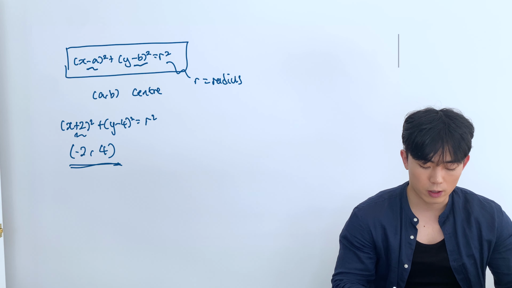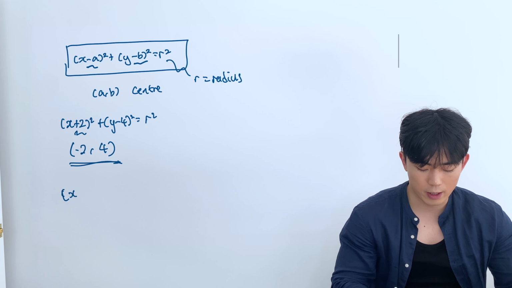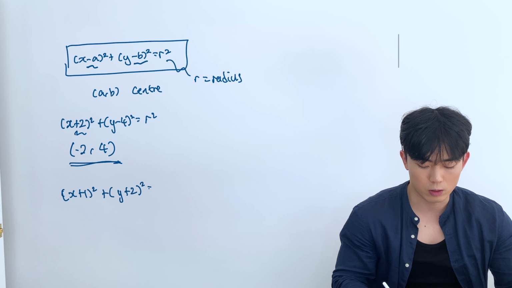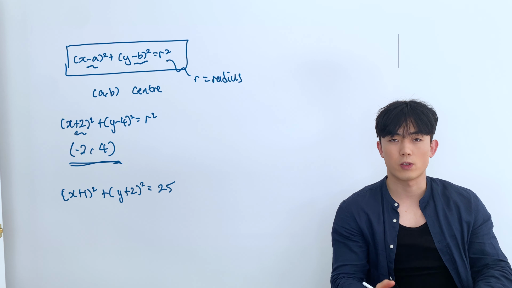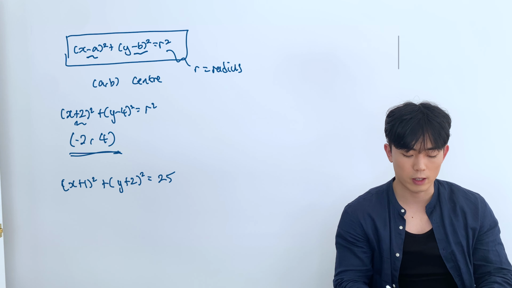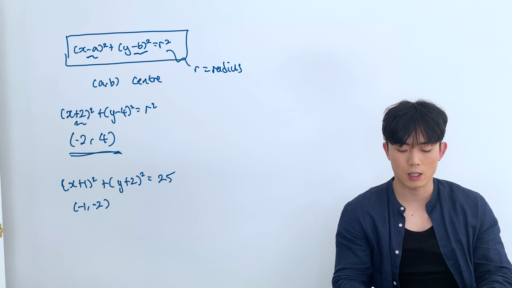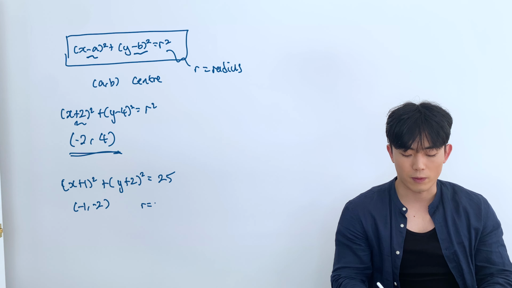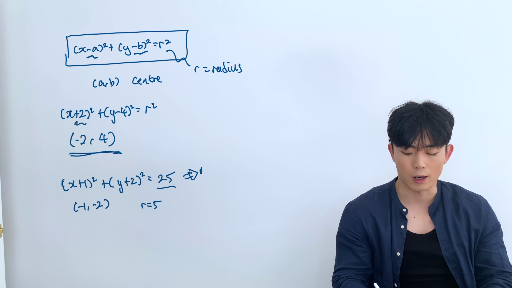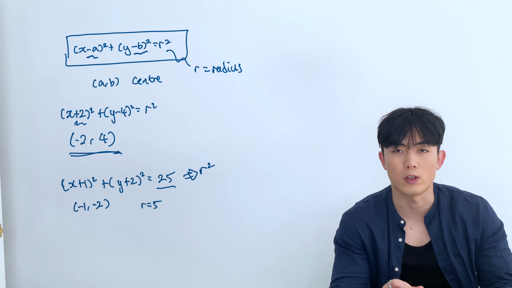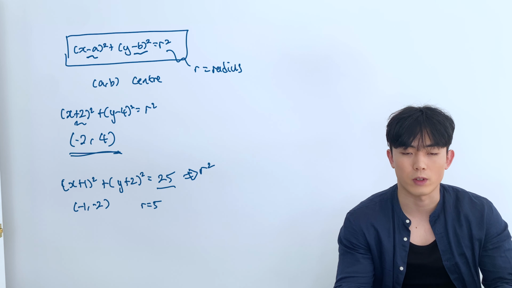A question they could give you is, for example, (x + 1)² + (y + 2)² = 25. What's the circle center? What's the radius? Well, the circle center is going to be (-1, -2), so 1 and 2 with opposite signs. And the radius is actually going to be 5, not 25, because this 25 is equivalent to r squared, not r. So the radius, you have to square root it. Just be careful of those kind of small tricks that they could give you.